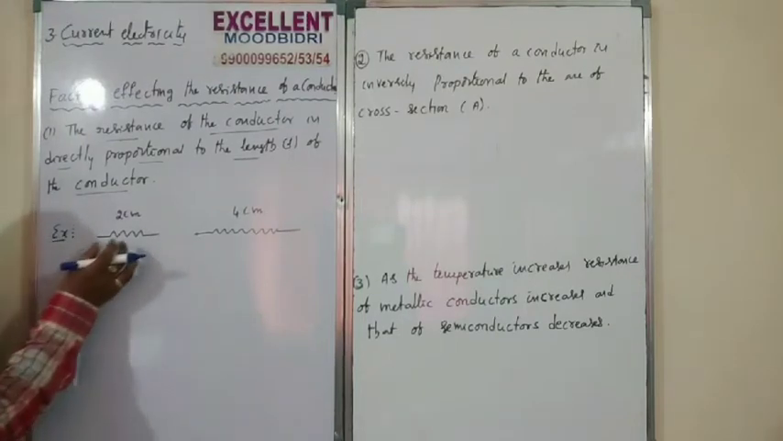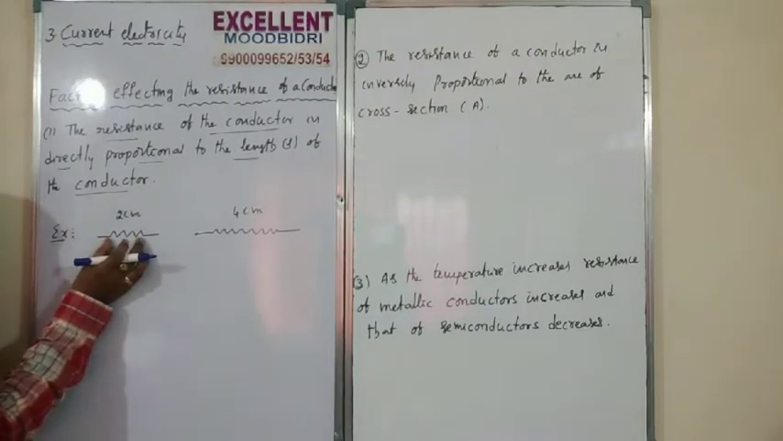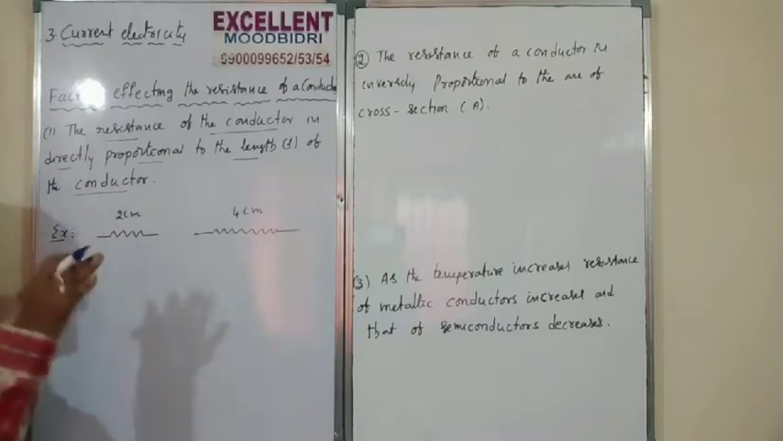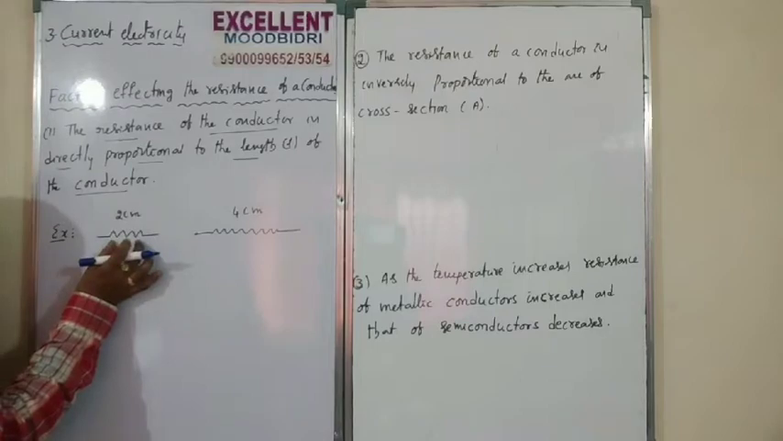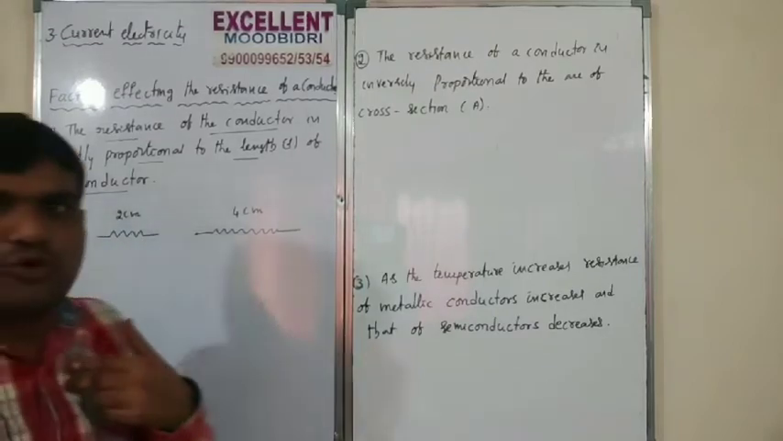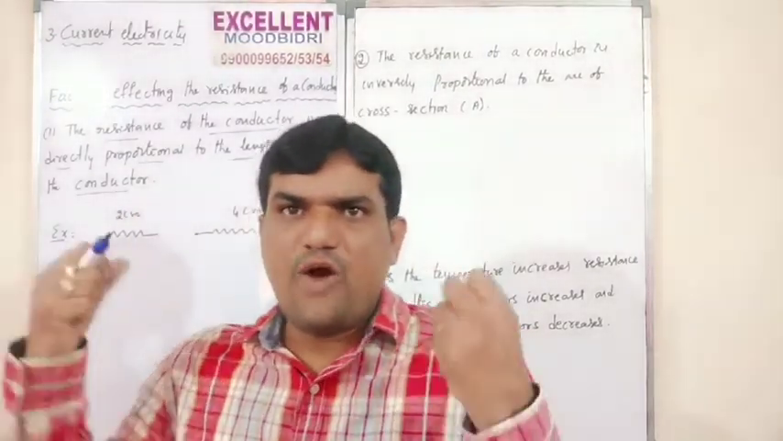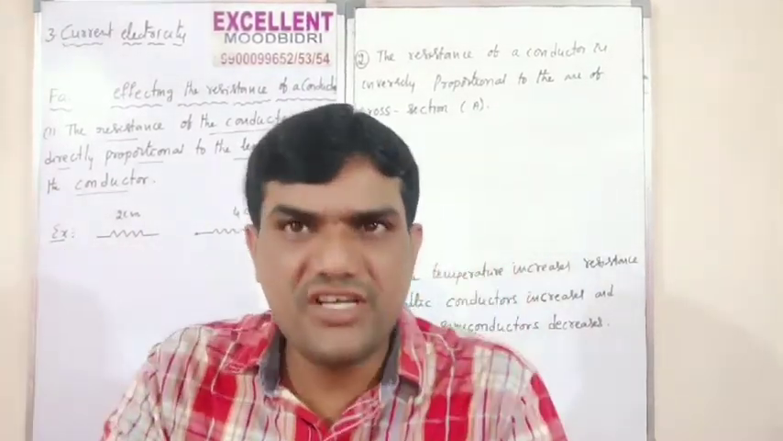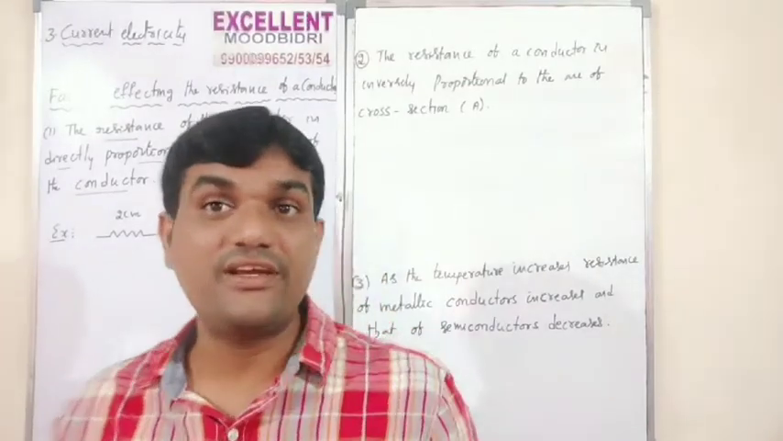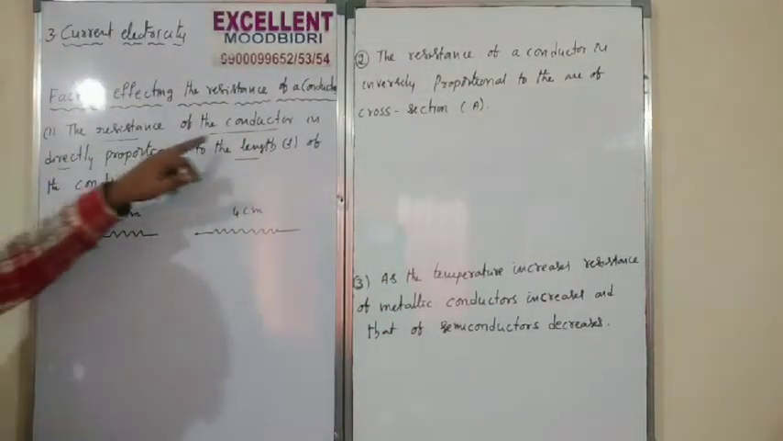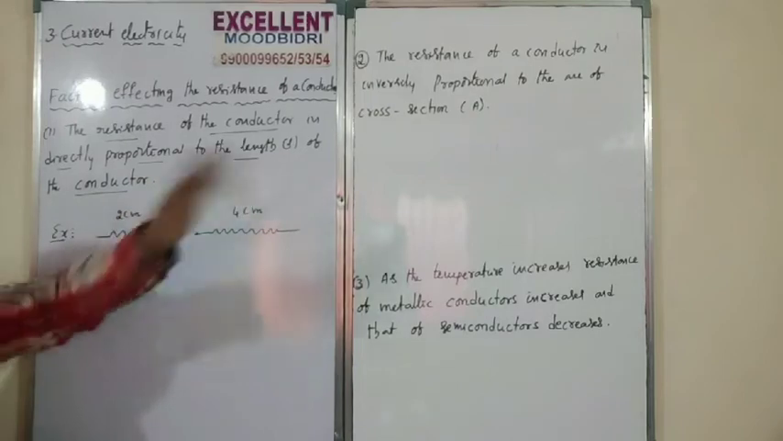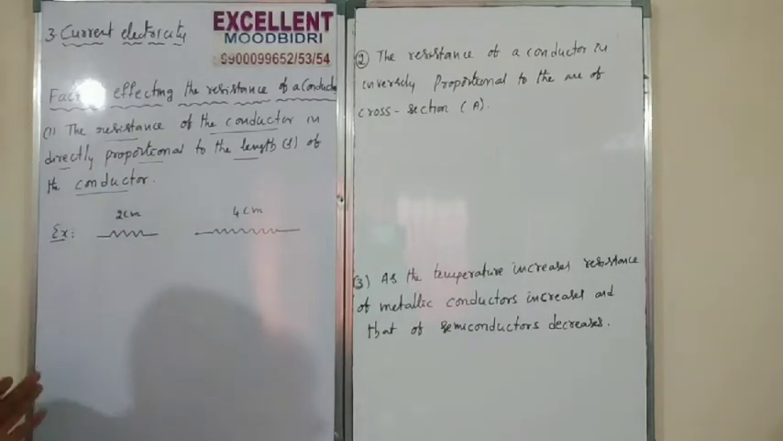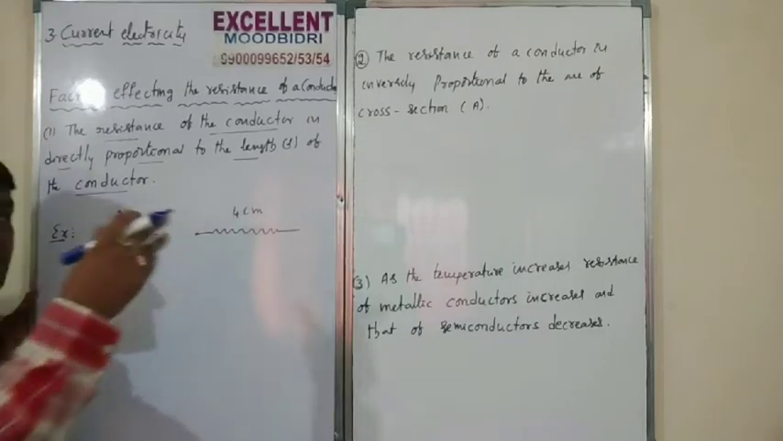So for example, if the length is less, then what happened? The opposing nature is less only. Correct? That means strength should be decreased, right? So if length is more, opposing nature is more. If length is less, opposing nature is less only. That is why the resistance of the conductor is directly proportional to the length of the conductor. If the length is more, the resistance is also more.